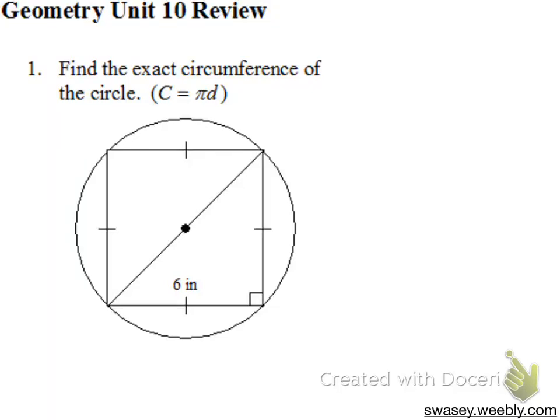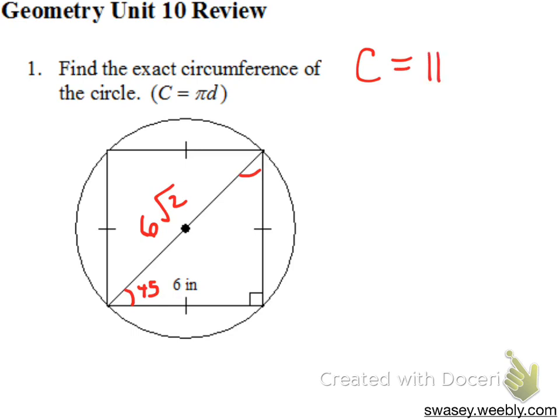Here we want to find the exact circumference of the circle. Well, you'll notice we have an isosceles right triangle. That means that this is also a 45, 45, 90 right triangle. So if the leg is 6, then the hypotenuse has to be 6 root 2. You should have that memorized. So the diameter of this circle is 6 root 2.